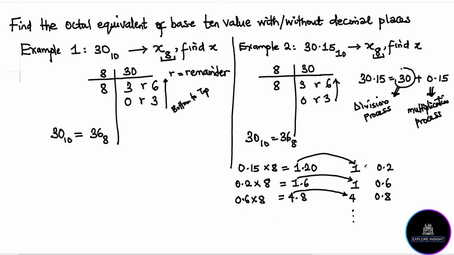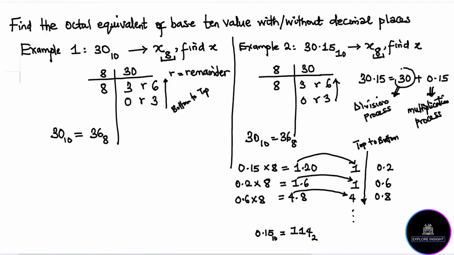So let's see. The next thing is to put our arrow downward. So how do we get our value? Our value will be taken from top to bottom. So it means I'm going to have 1, 1, 4 in base 8 for the 0.15 in base 10. So let's put things together.